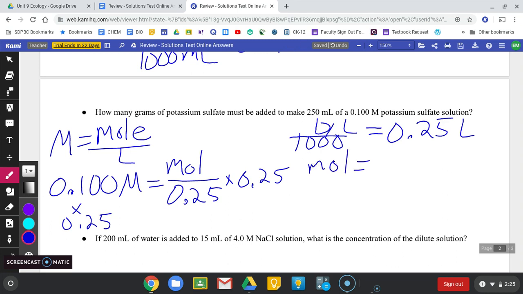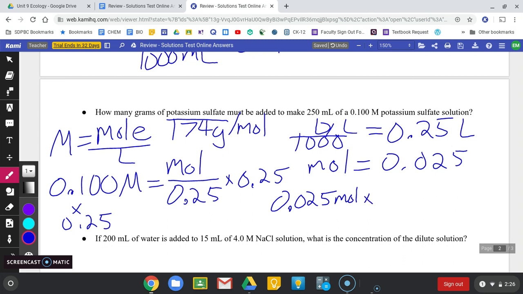Write it up here. So 0.1 times 0.25 is 0.025 moles. We now need to convert that to grams of potassium sulfate. If you look online, potassium sulfate is 174 grams per mole. So we're going to take this 0.025 moles of potassium sulfate and convert it to grams. Then we have our final answer.